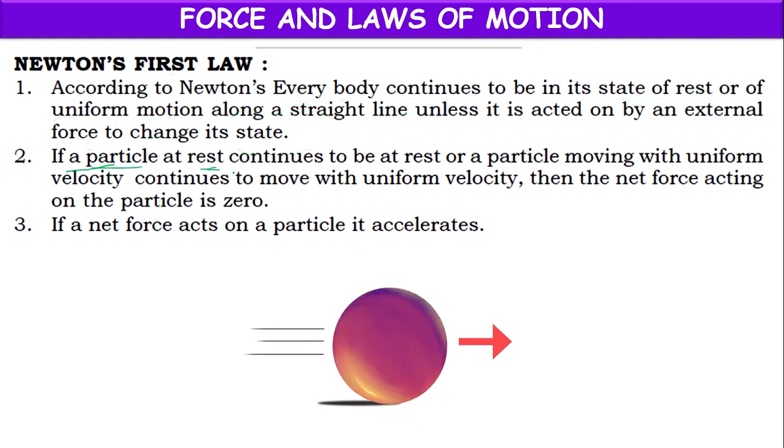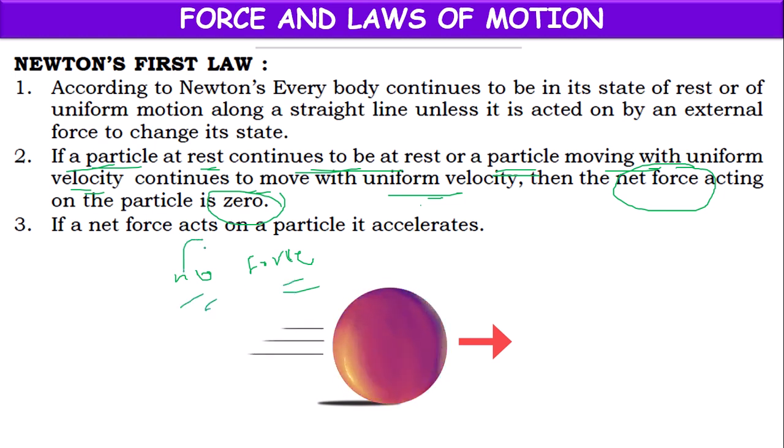If a particle at rest continues to be at rest, or a particle moving with uniform velocity continues to move with uniform velocity, then the net force acting on it will be zero. We should not say there is no force when the body is at rest or in uniform motion. We have to say there is no net force.